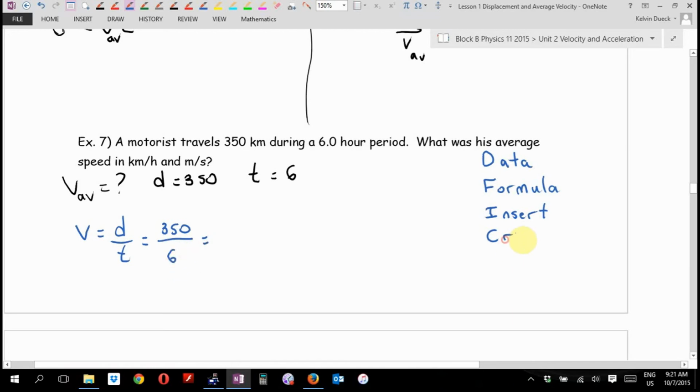And then the C stands for crunch the answer, or calculate the answer if you want. I always talk about number crunching. So crunch the answer. When in doubt, I DPHIC.